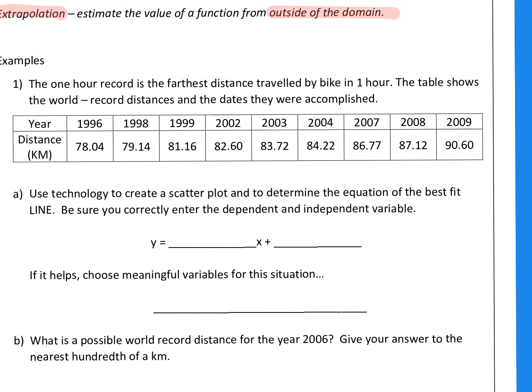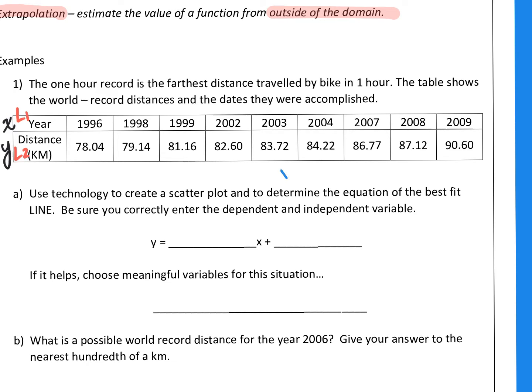Remember, we have to figure out which is X and which is Y. If there's a time given, 99.9% of the time that will be the X-axis. And the thing that they're studying here is how far people went, so that's going to go on the Y. That means you're going to put your X information into L1 and your Y information into L2. So you're going to enter those years in L1 and the distance in L2. Now, we will use the technology to create the scatter plot.